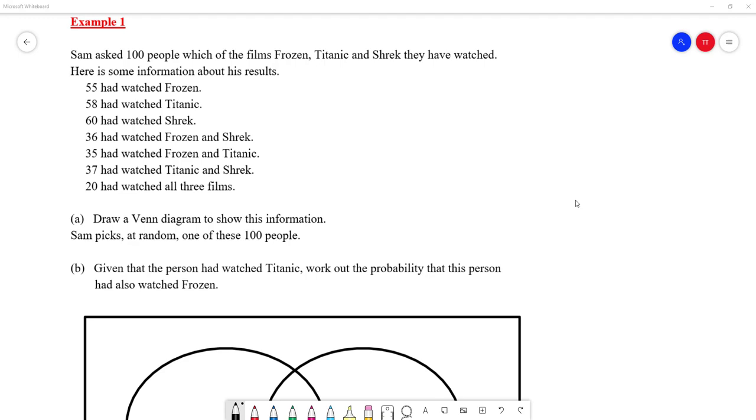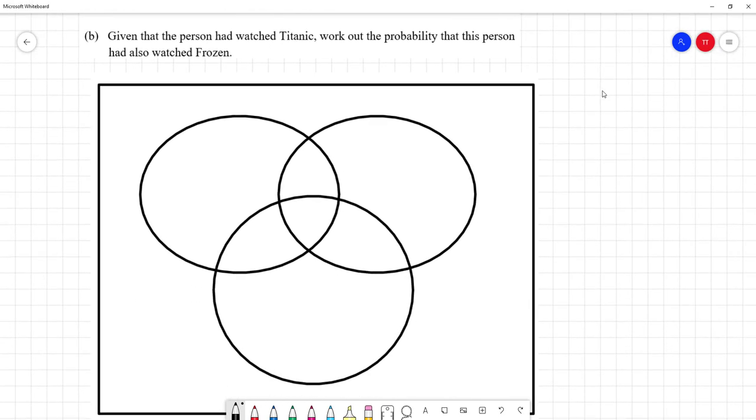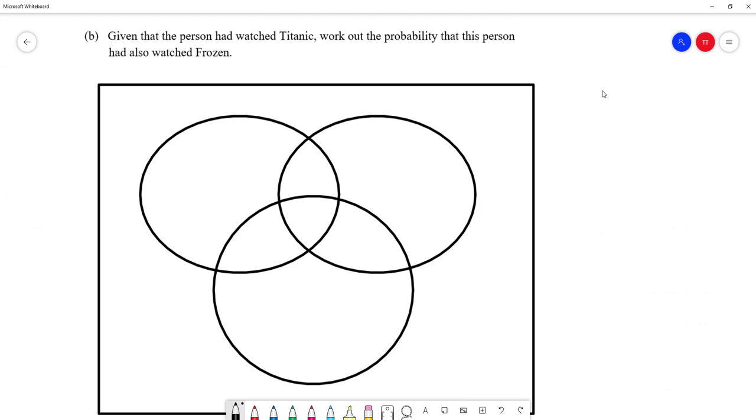So what we're going to do first in a Venn diagram question like this, we always choose the number that's got all three individuals. So we know that 20 had watched all three films. So here is our Venn diagram. We're going to label this as the following: Frozen, Titanic and Shrek. Now we know that 20 people watched all three.